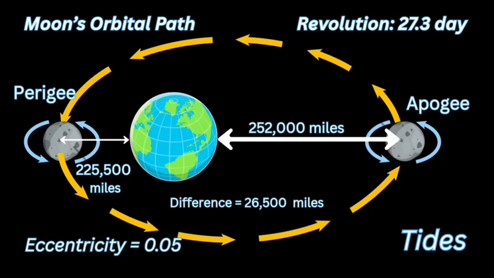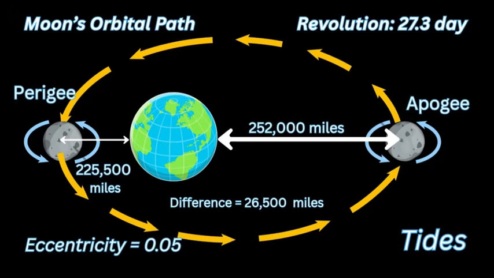Now, because of Kepler's law and there being an elliptical orbit, there is a point in the orbit of the moon where the moon is closer to the Earth versus a point where the moon is further away from the Earth. These two terms are called perigee and apogee. Perigee is where the moon is closest to the Earth, and apogee is where the moon is furthest away from the Earth along its orbital path.